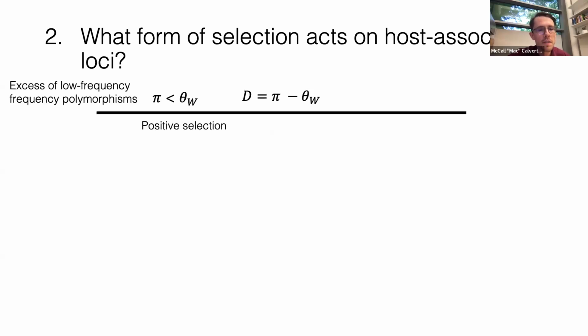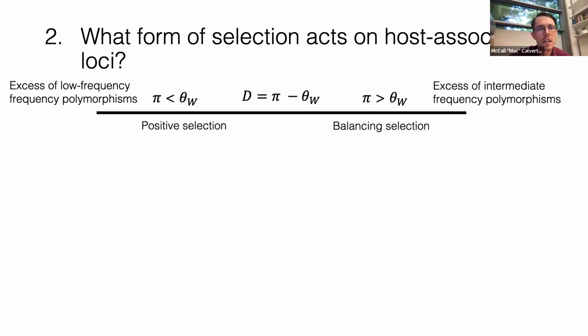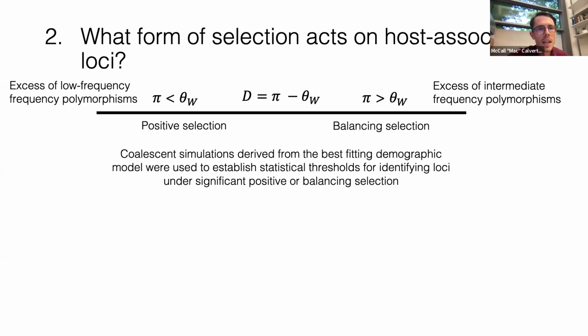And so low values of this statistic indicate an excess of low frequency polymorphisms, which is often taken as evidence of positive selection, while high values of this statistic are indicative of excesses of intermediate frequency polymorphisms, often taken as evidence of balancing selection. And so we used coalescent simulations derived from a best fitting demographic model to establish statistical thresholds to decide whether loci were under significant positive or balancing selection.